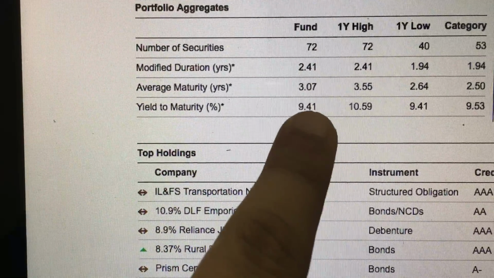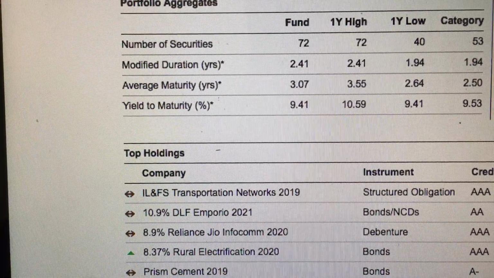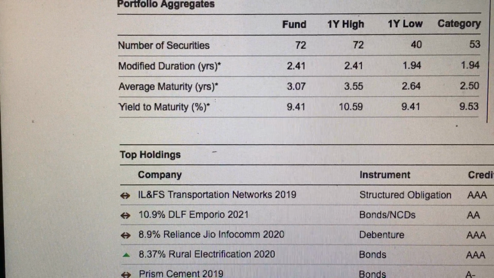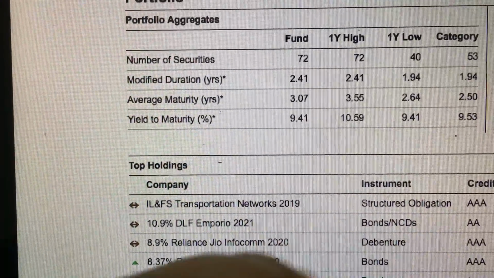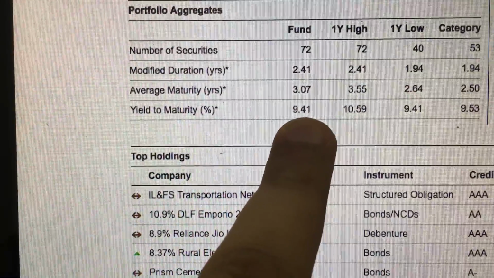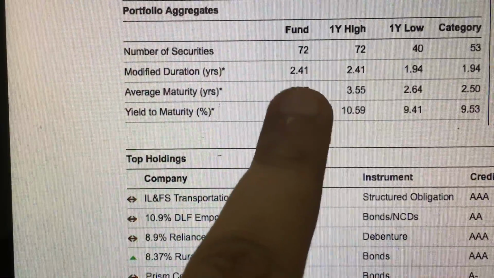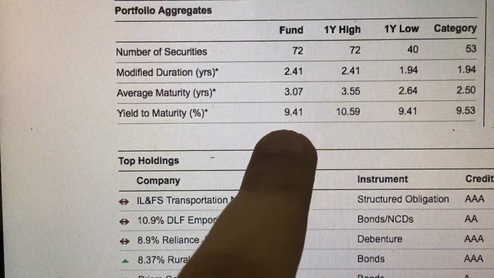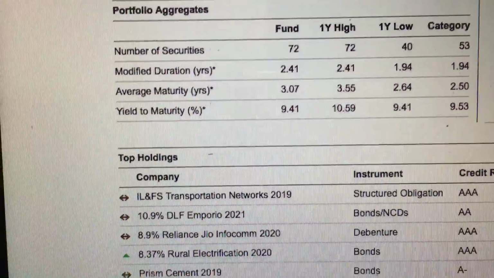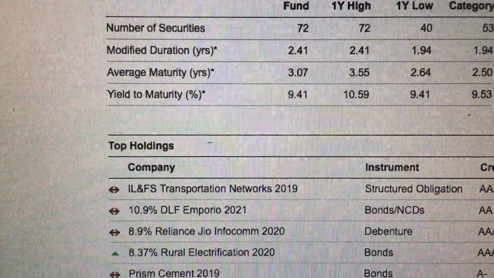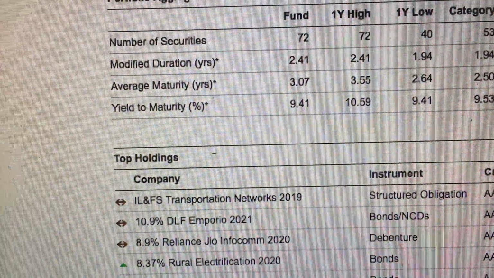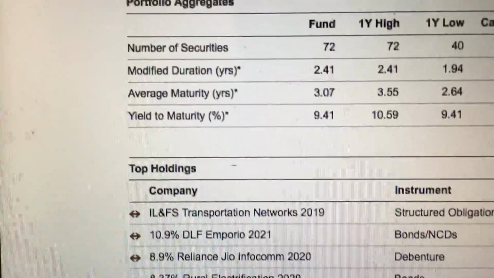What does yield to maturity mean? Yield to maturity means that if I hold this particular fund till the average maturity period, which is 3.07 years, I should expect a return close to 9.41% from this fund for sure. This is a per annum return. So if I hold it for 3 years, my return is 9.41% on this particular fund for sure. These are the papers that I have. This is provided I don't get any default risk from this, which I've already covered in my previous video, where the default risk is eliminated by various factors.